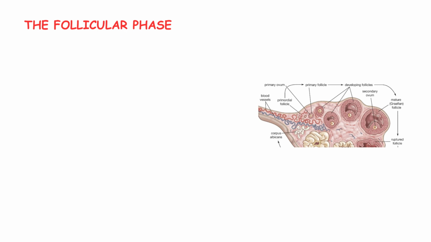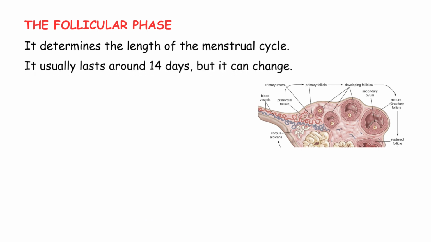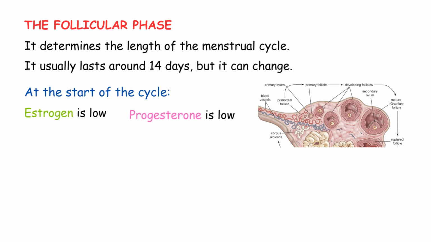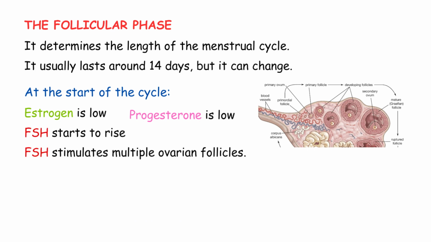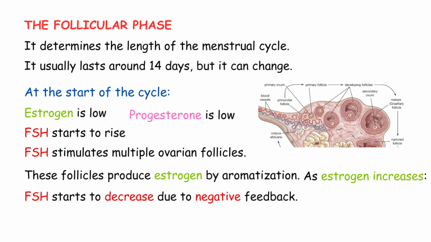The follicular phase is most important. This phase is variable. It determines the length of the menstrual cycle. It usually lasts around 14 days, but it can change. At the start of the cycle, estrogen is low, progesterone is low. FSH starts to rise. FSH stimulates multiple ovarian follicles. These follicles produce estrogen by aromatization. As estrogen increases, FSH starts to decrease due to negative feedback.